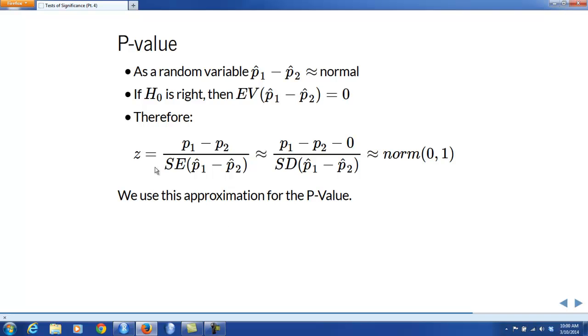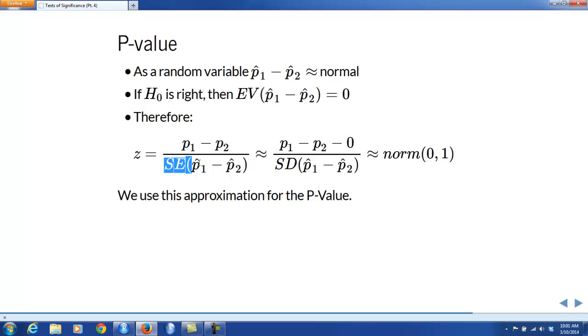Now let's take a look at Z. Its formula is this, and again, these should be hats on the top. Very sorry about that. The P1 hat minus the P2 hat could be written as P1 hat minus P2 hat minus 0. Subtracting 0 changes nothing in the arithmetic. But now we've got it expressed as what you got in your study minus what the null expects you to get.